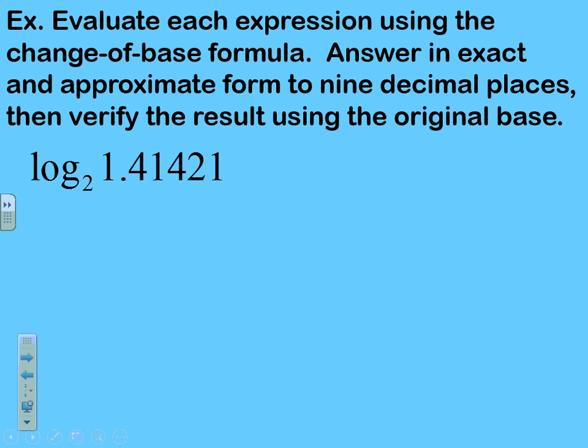So here we have a logarithm, log base 2 of 1.41421, and I'm sure the decimal probably keeps repeating, but they had to round it at some place. Now here it's saying to approximate the decimal and round it to 9 decimal places. Okay, so that is a little extreme, but we'll go ahead and do it. And then it says to verify the number.